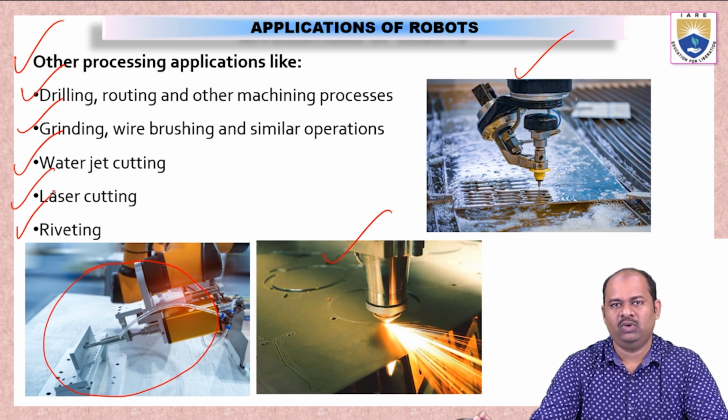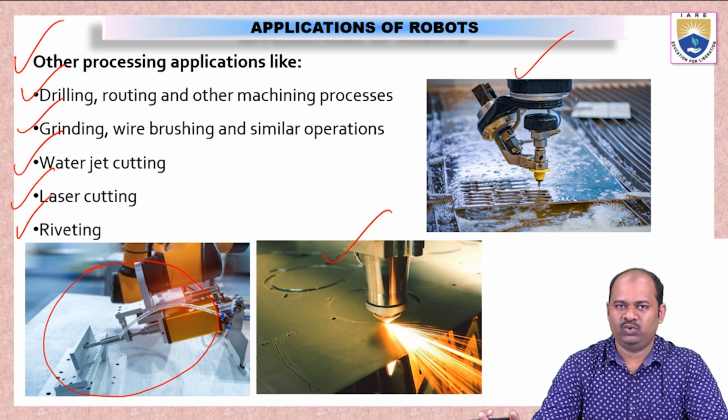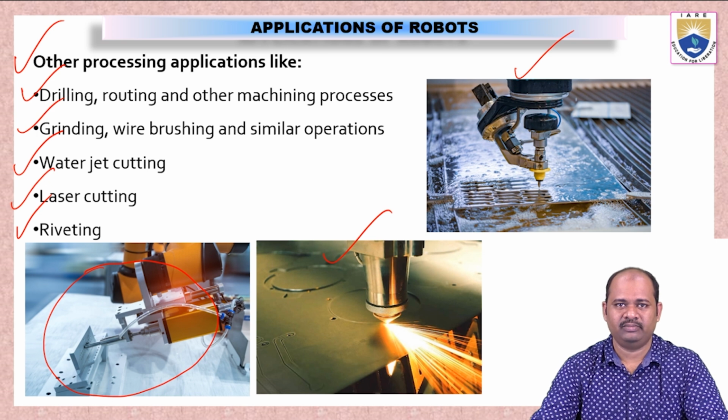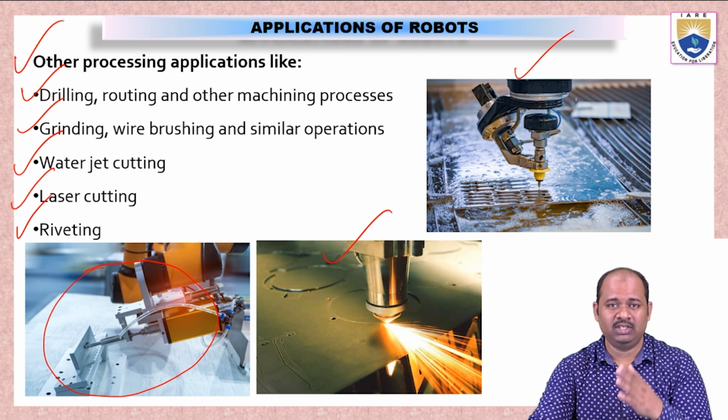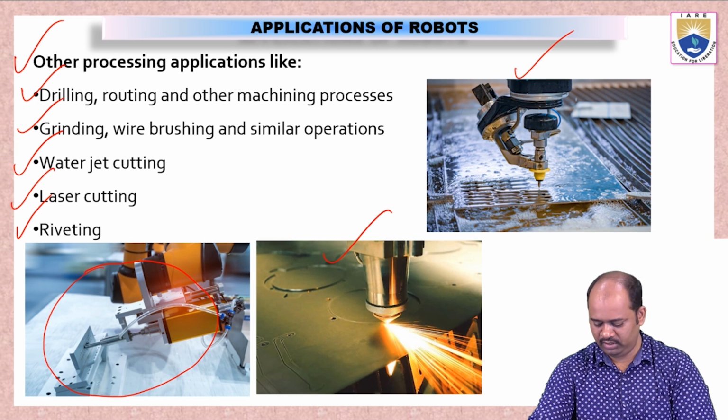We can use two electrodes, or we can use two jaws of the robot for fitting the rivets to metal sheets. So these are some of the applications of robots in processing operations. By changing the different kind of tool and changing the program according to our design, we can use the same robot for multiple applications.